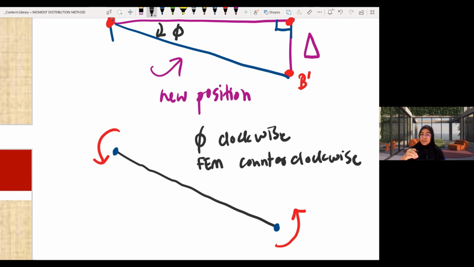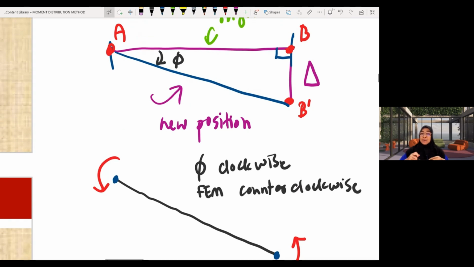Okay, both between the angle, we call it chord rotation. We measure from the original position to the new position, the movement from AB to AB prime. It rotates clockwise, and the FEM will push back against.